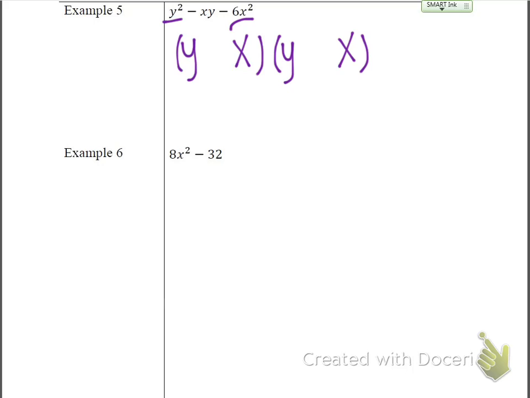So now let's worry about the numbers. So let's apply the diamond method. What number goes on top? -6. Now there's nothing in front of the xy, but there is the invisible 1. So what term goes on bottom? -1. Make sure you attach the sign. Find me the two numbers that multiply to -6 and add up to -1.